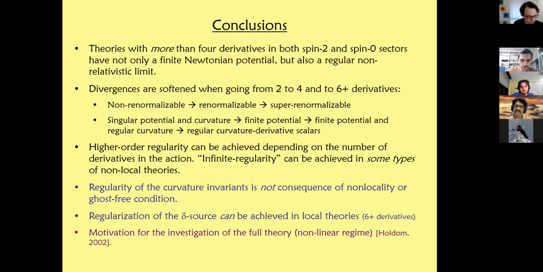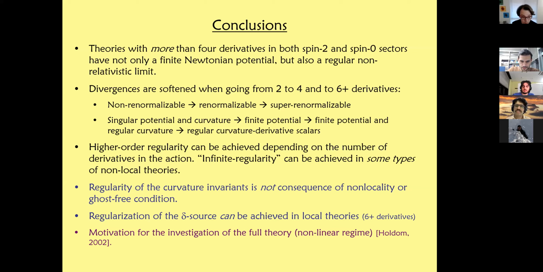General relativity is non-renormalizable. 4th derivative gravity is renormalizable. With 6 or more derivatives, we can have super-renormalizability. So in general relativity, we have singular potential and curvatures. 4th derivative gravity has a finite potential. And with 6 and more derivatives, finite potential and regular curvatures. And with more derivatives, even regularity of higher order scalars.